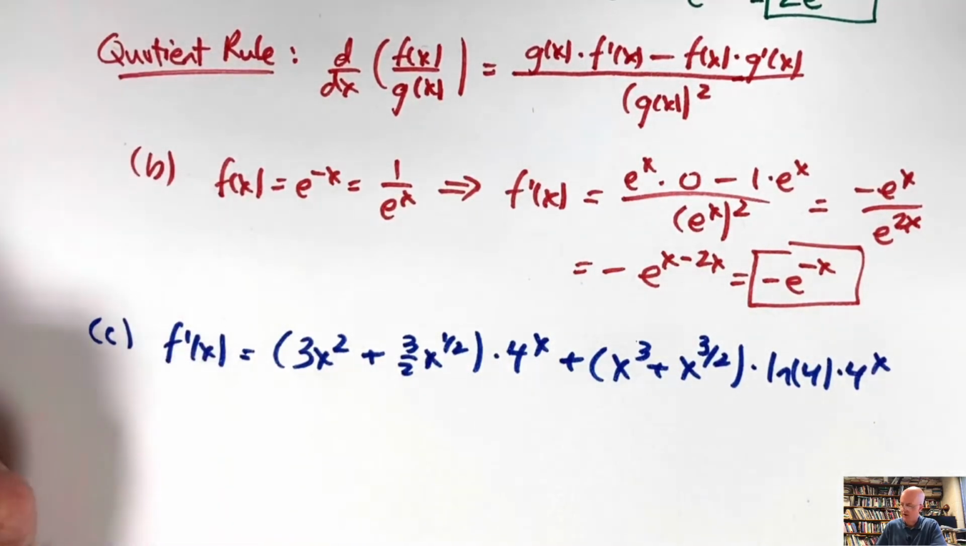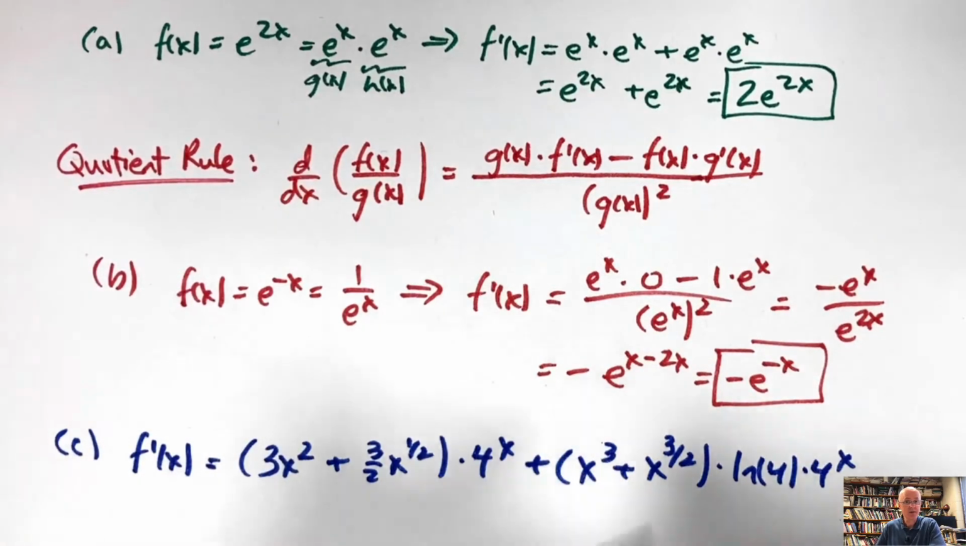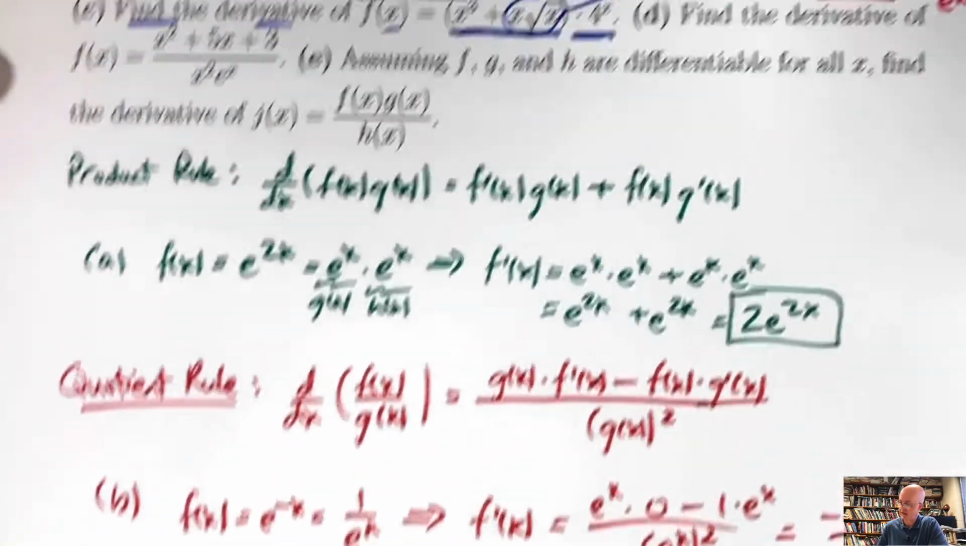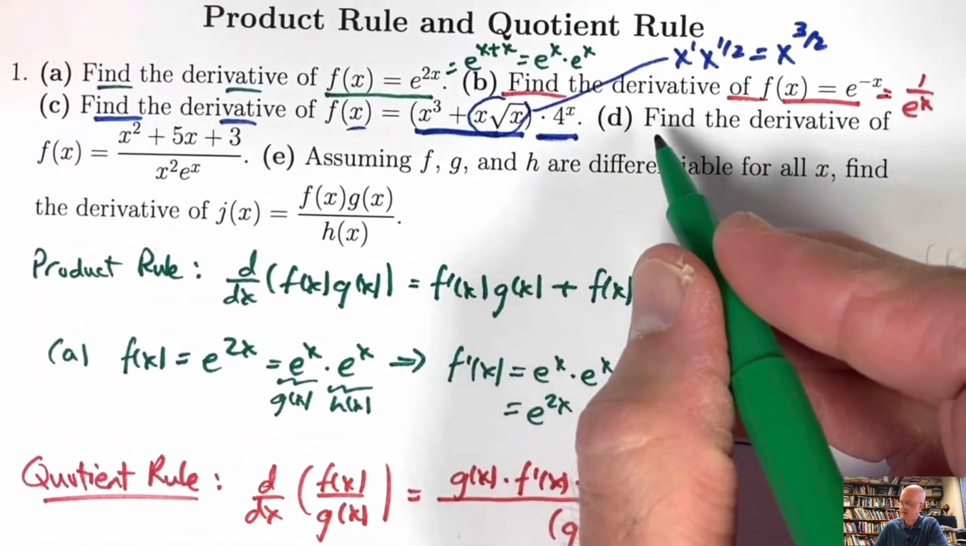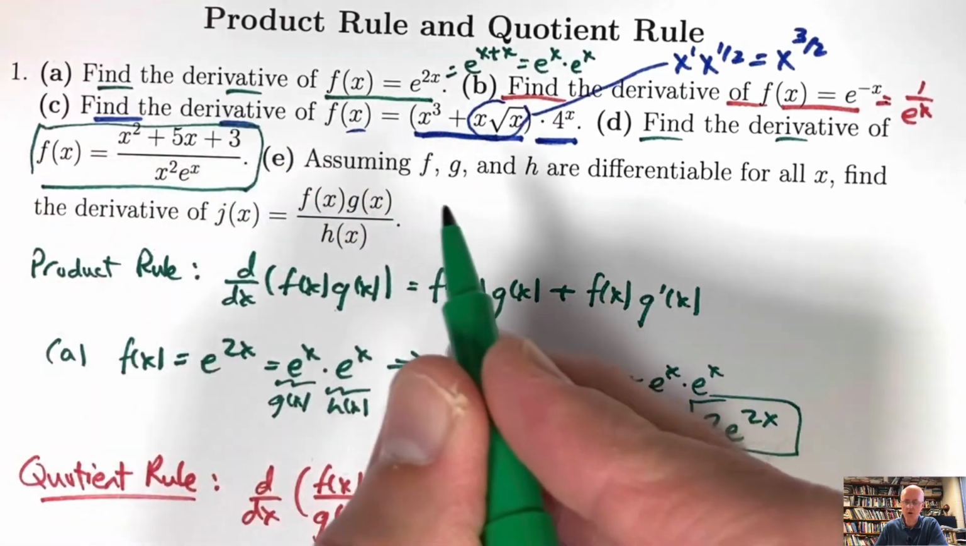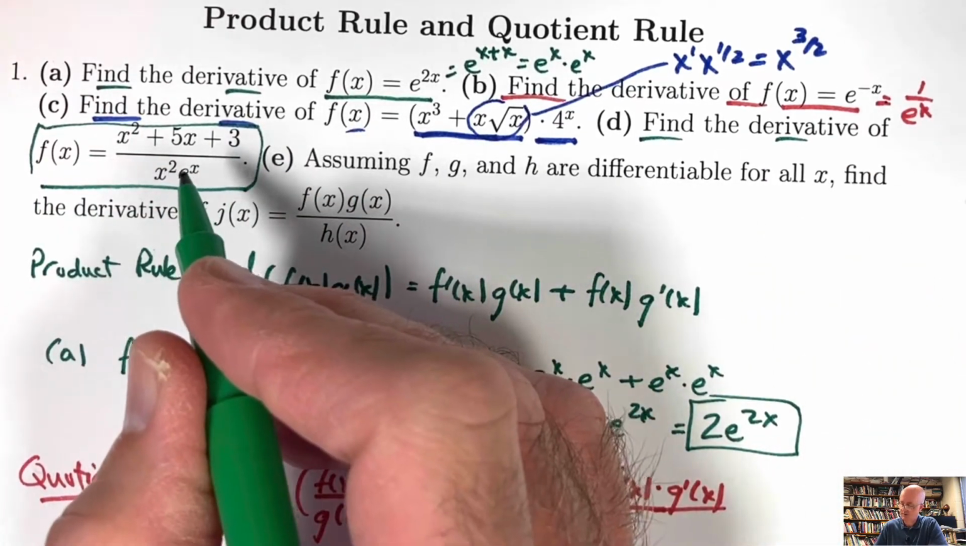Wow. All right, these rules are pretty amazing. Imagine doing these things with the limit definition of the derivative. I would not want to do that. But with these rules, we can find these derivatives. Part D, find the derivative of this function right there. It's a quotient. We're going to need the quotient rule.